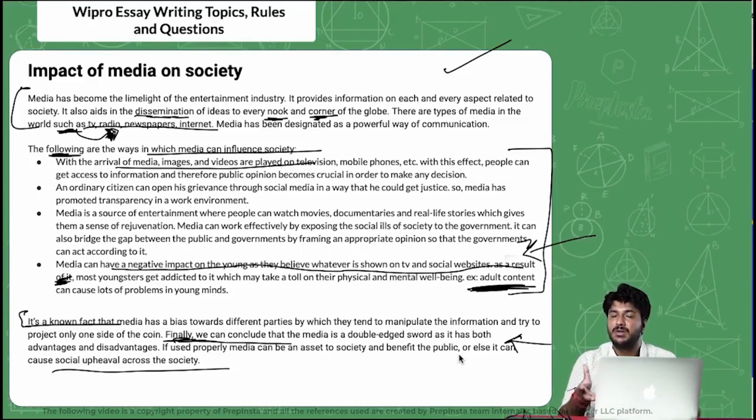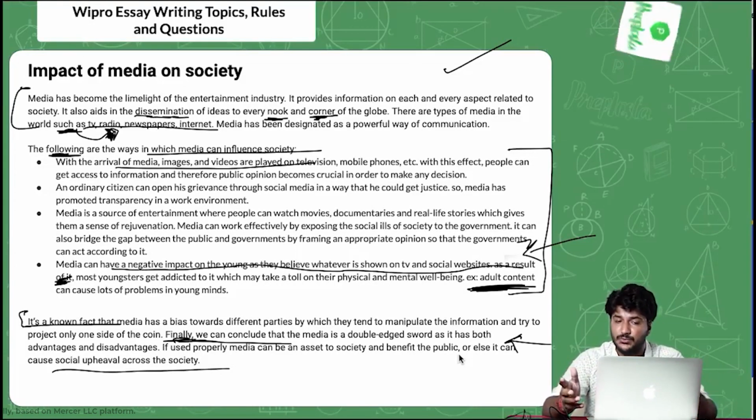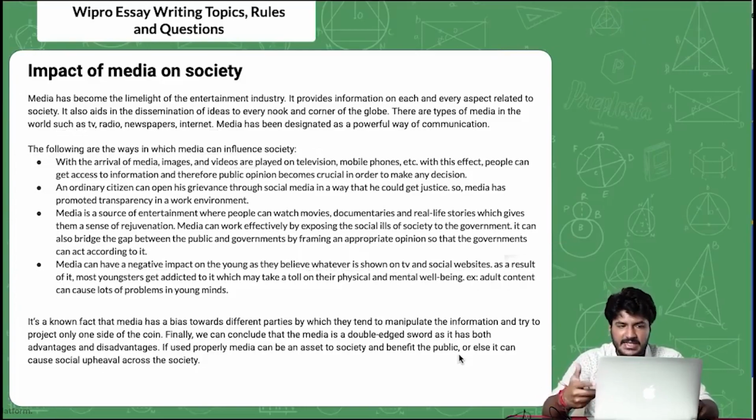It was a complete public movement, altogether, and on social media they were spreading fake news about a particular community, and lakhs, 1 lakh people had to move from a particular country just because of fake news, right? So you can give examples in the exploration, in the middle paragraphs, right?